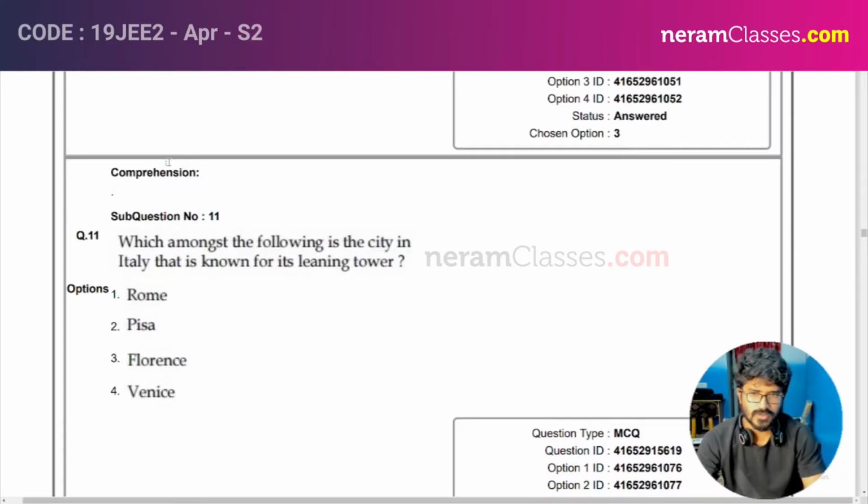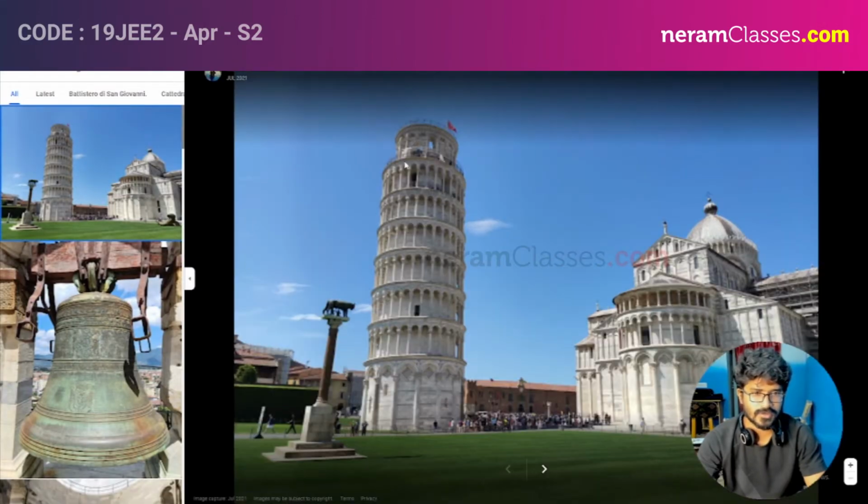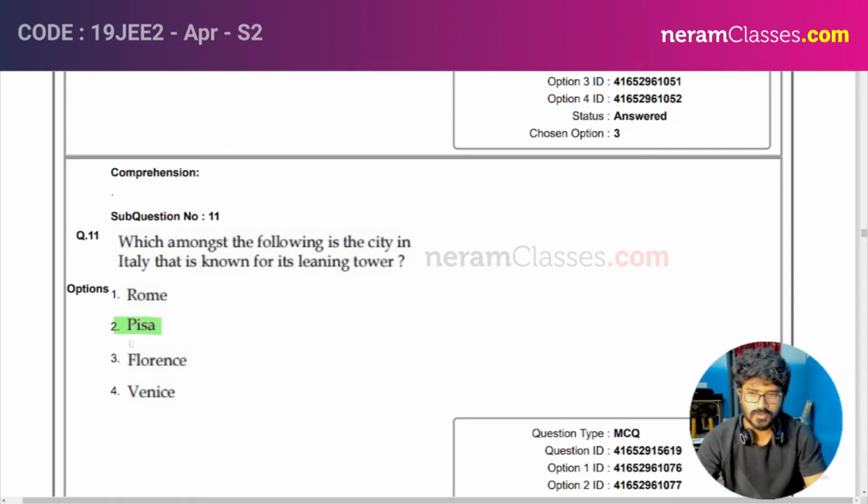Question number 11: which among the following is the city in Italy that has a leaning tower? As we all know, there is a leaning tower. The tower itself is known as the Leaning Tower of Pisa. So the answer for this question is Leaning Tower of Pisa. This is the tower. Pisa is a city in Italy. It's a bell tower of a cathedral, a church. So the answer for this question is option 2.